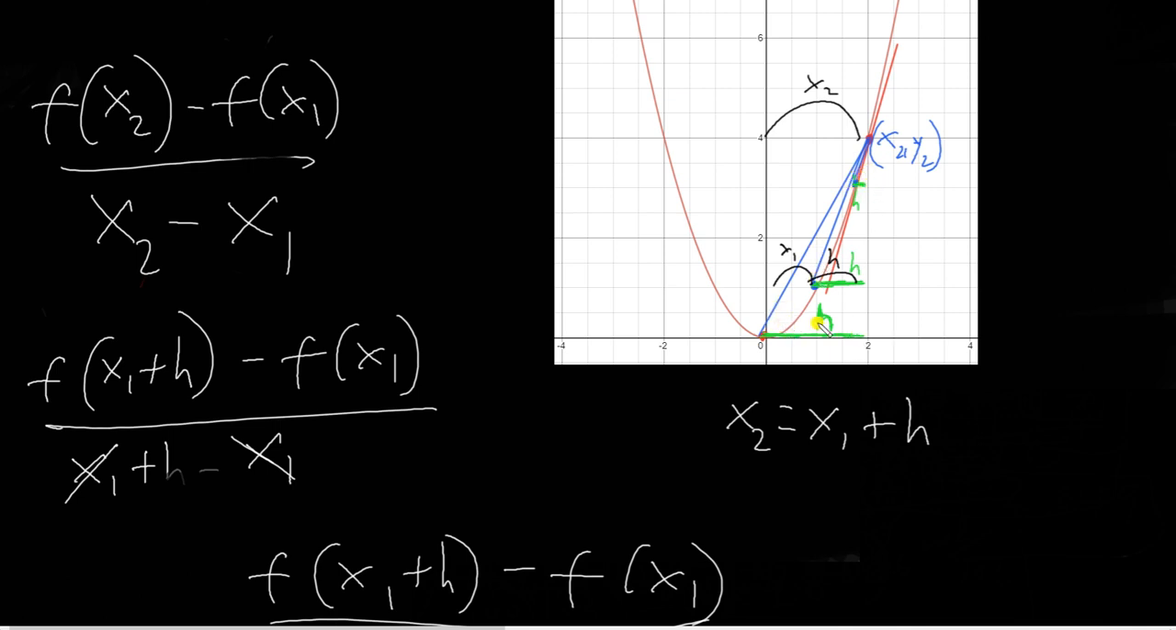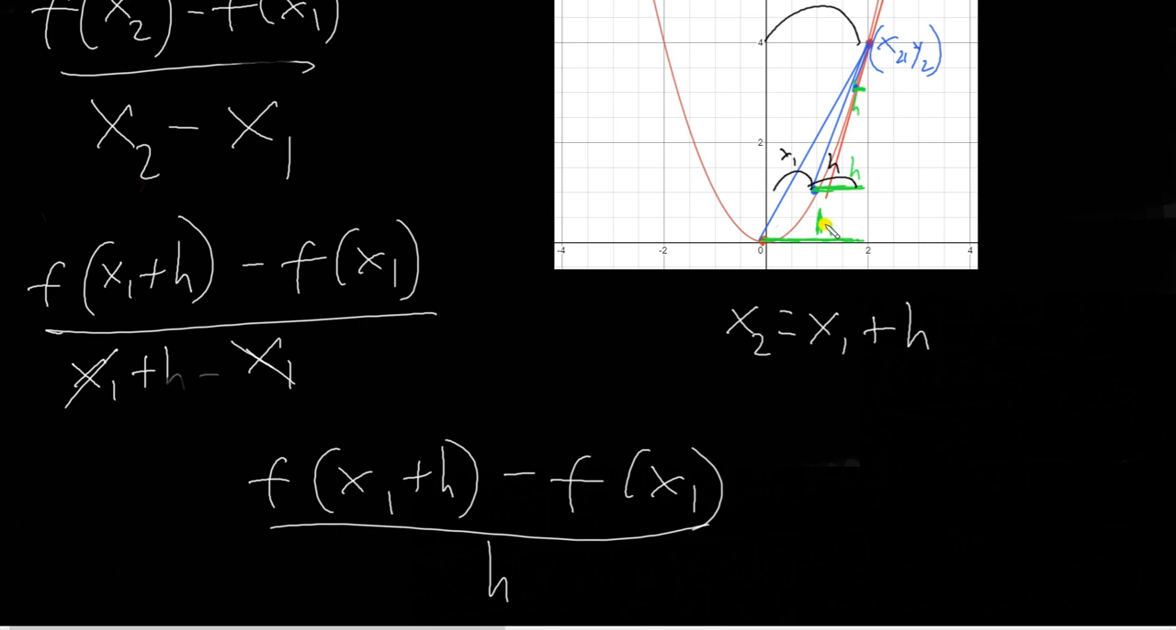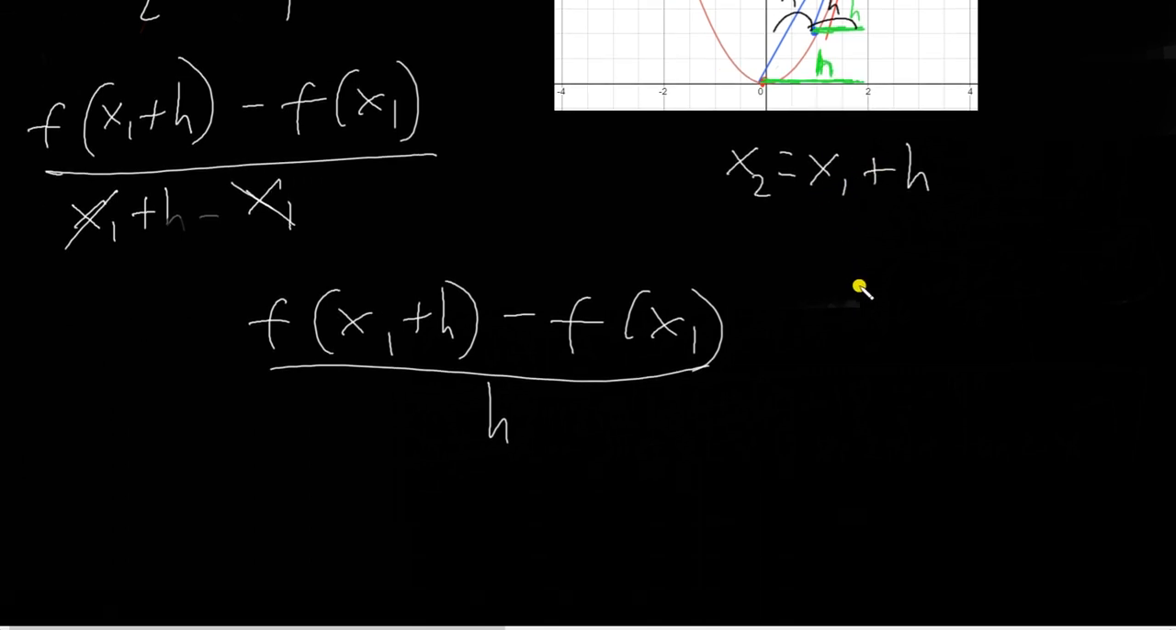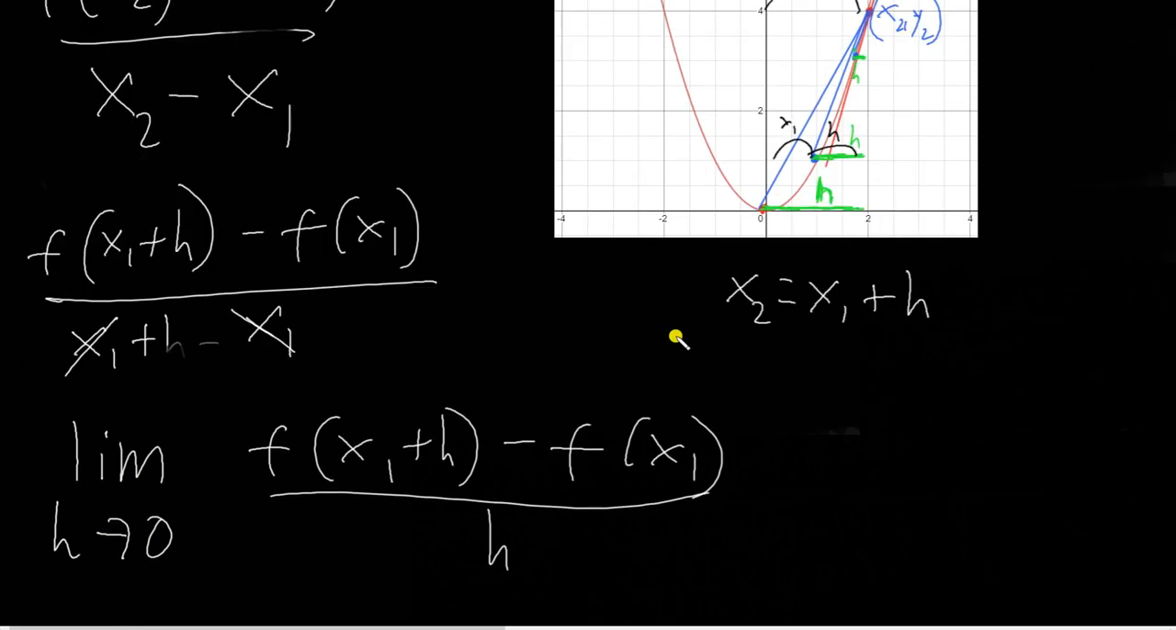I think that's pretty clear in the graph. As those two points get closer and closer together, the distance between them becomes 0. And h is the distance between them, so h becomes 0. Since this is the slope of the blue line, I can take the limit as h approaches 0, and this limit is going to give me the slope of this tangent line.